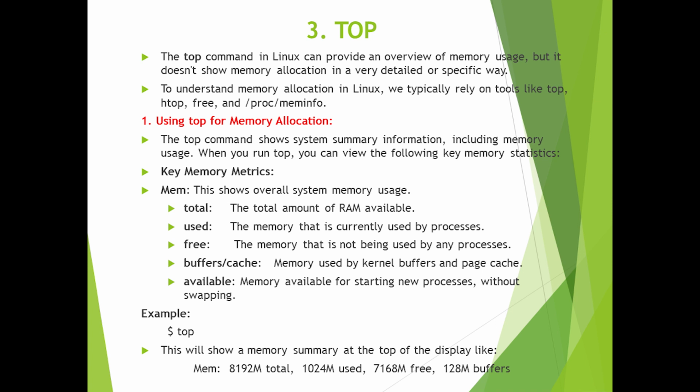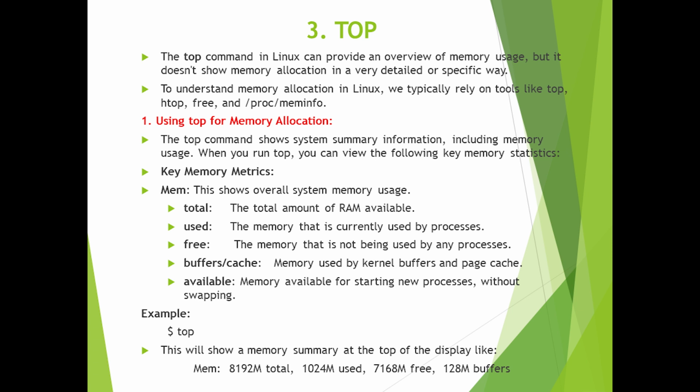And the third type is top. In Linux memory management, the top command can provide an overview of the memory usage, but it doesn't show memory allocation in a very detailed way. The first one is top for memory allocation. This shows the system's summary information, including memory usage: total memory, that is the total amount of RAM available; used memory, currently used by processes; free memory, not being used by processes; memory used by the kernel buffer and page cache; and the memory available for starting new processes without swapping.